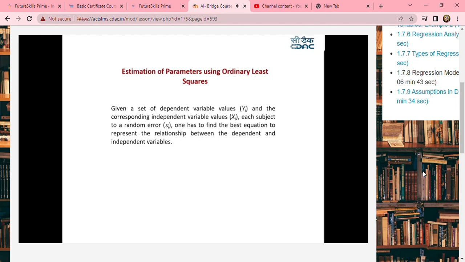In the next session, we will look into the assumptions of the simple linear regression model, and later we will practically implement the simple linear regression model in Python. Till then, happy learning.